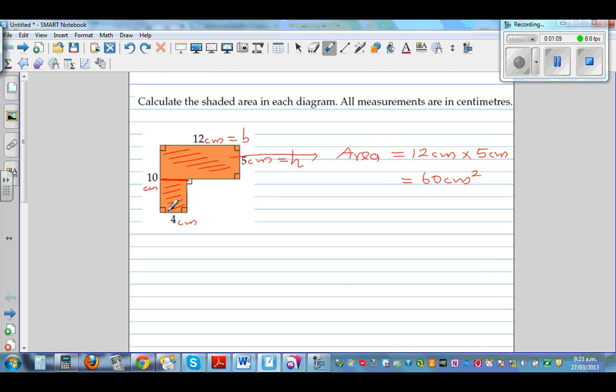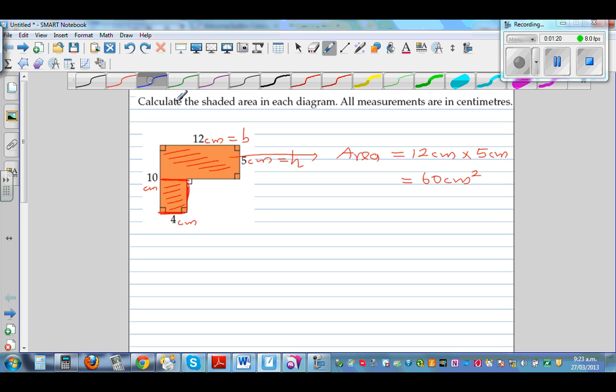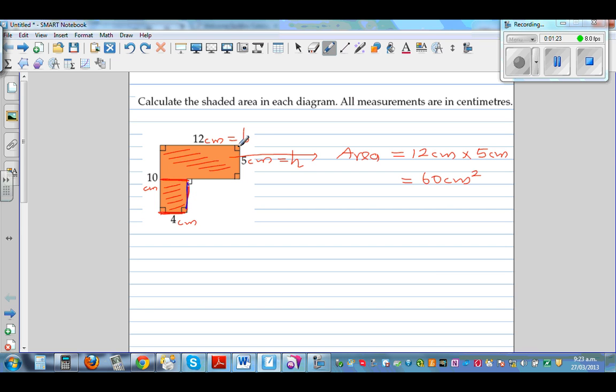Now we know this base is 4. We need to find this height. Can we find this height? This length is 5, and the length from here to here is 10. So can we use these two to find this? That's easy, it's 5 centimeters. So the area of this lower rectangle would be 5 centimeters times 4 centimeters, or 4 centimeters times 5 centimeters, which is 20 centimeters squared. So the total area is this plus this, which is 80 centimeters squared.